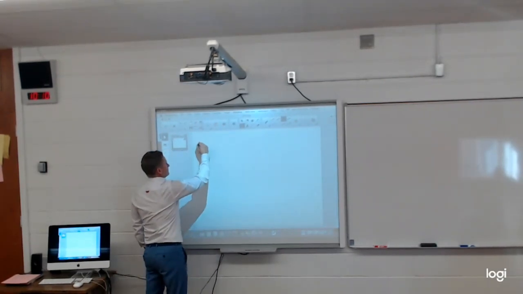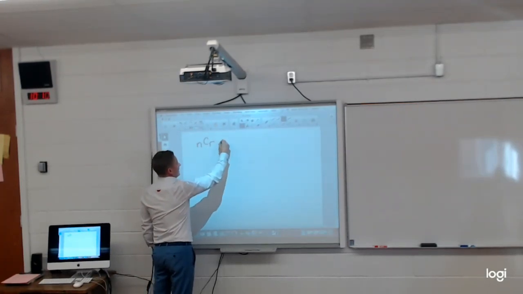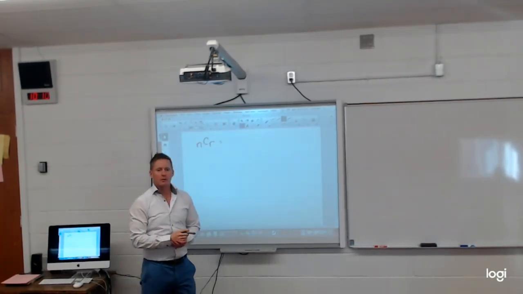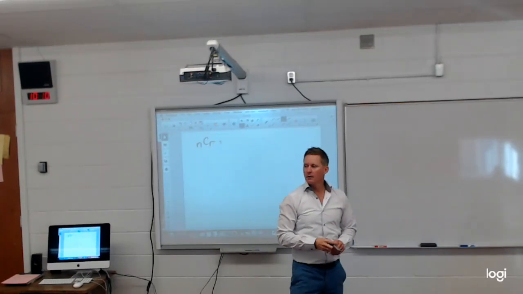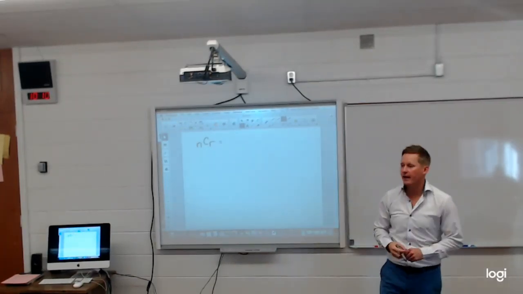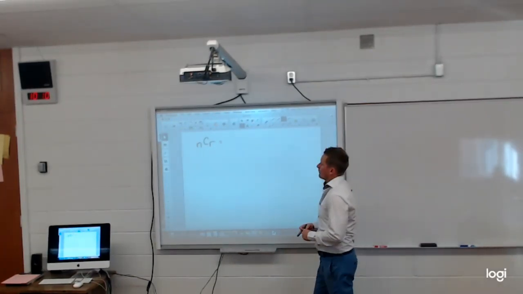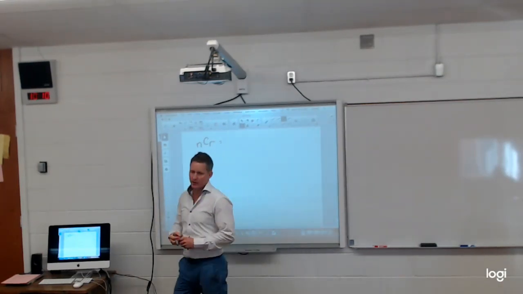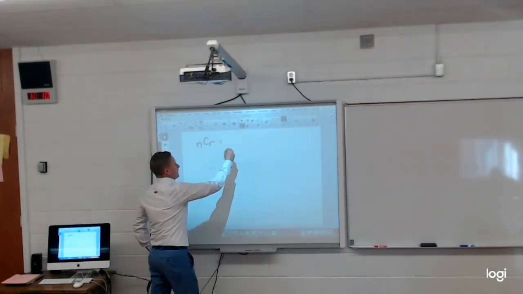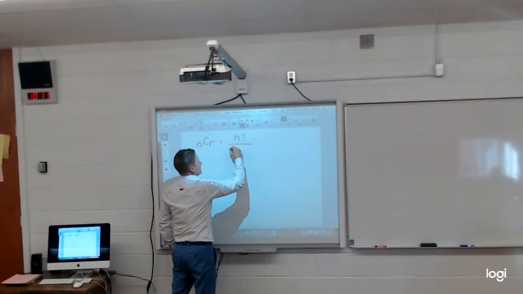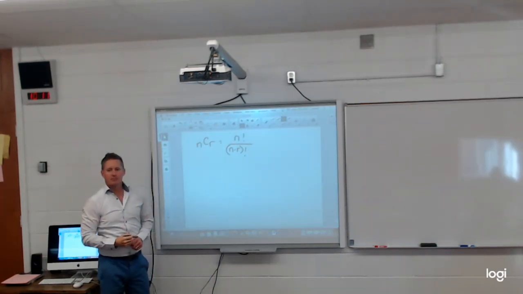First of all, nCr, again, is order important when we're doing combinations? No, order is not important. We're just choosing r objects from n, so we don't need to have them in order. So that's the same as the permutation part.